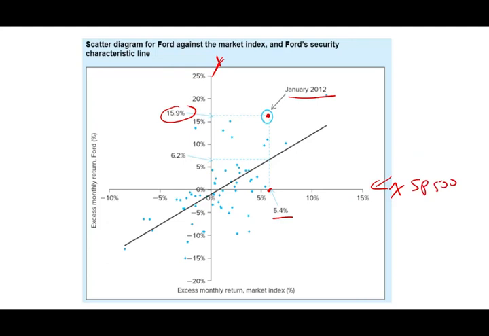And 15.9, which is, let's say, 16%. So January 22nd. So this is how we read those returns. So basically, you could look at this return, this return, this return, so on and so forth. Now, what else do we need to know? What else do we need to know is this.